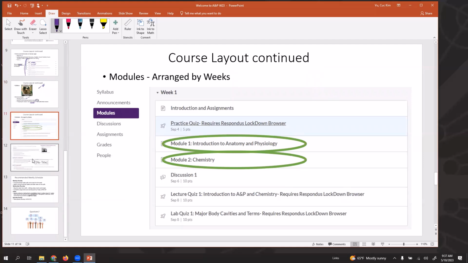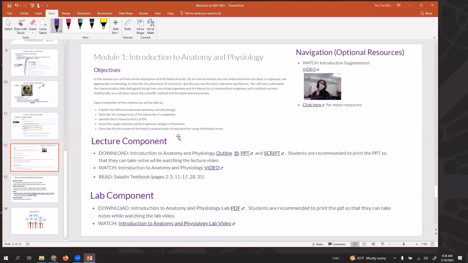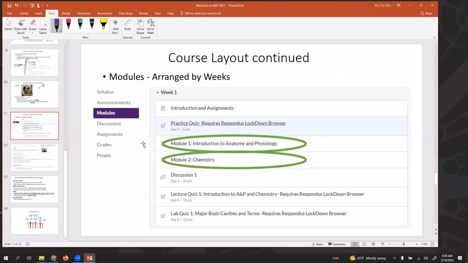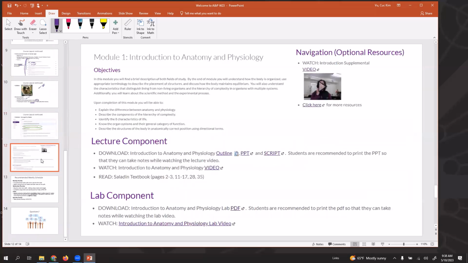Thanks, Cheryl. So just to give you an example, the module for week 1 looks something like this. You have the practice quiz that's due today. You have module 1 and module 2. Then you have the assignment and then the quizzes. So the modules on Canvas lay out exactly what you need to do for that week. So it's pretty clear. But if anytime it's not clear, let me know, and then I can help wherever I can.